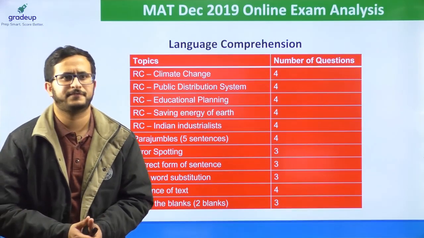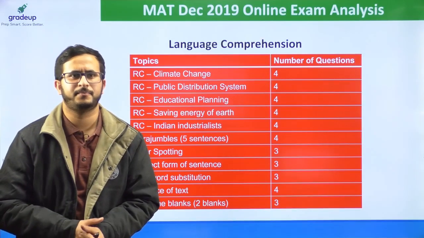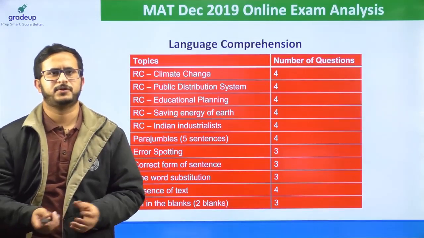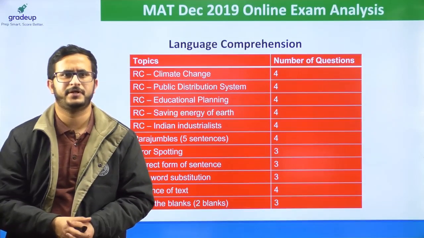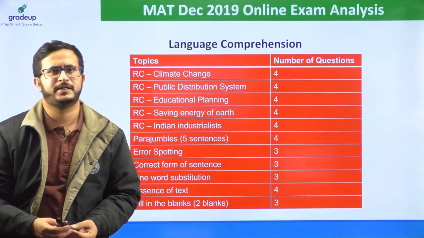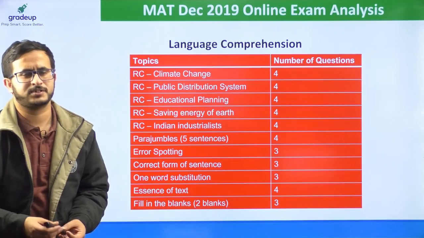If one could have easily read 3 reading comprehension passages in the given amount of time, if one would have spent say around 25 to 30 minutes in the section, he could have done at least 3 passages and the remaining questions.